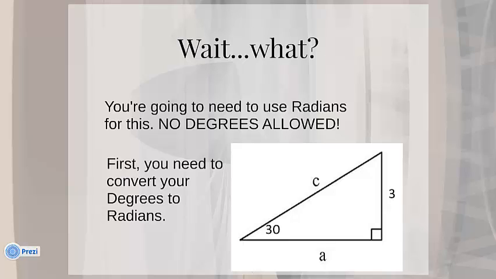So, sine is opposite over hypotenuse. Cosine is adjacent over hypotenuse, CAH. Tangent is opposite over adjacent, TOA. If you remember that, you'll be in great shape. The problem is we can't use degrees for this. It just doesn't work. We first need to convert our degrees into radians.